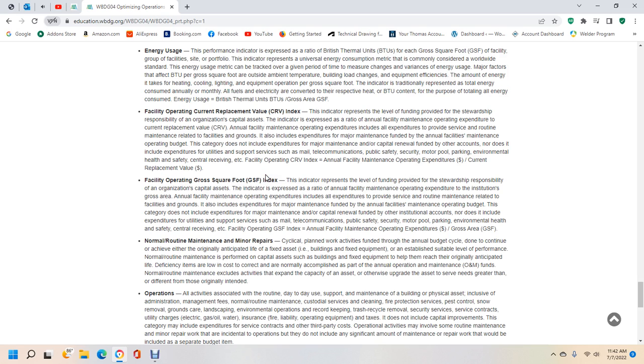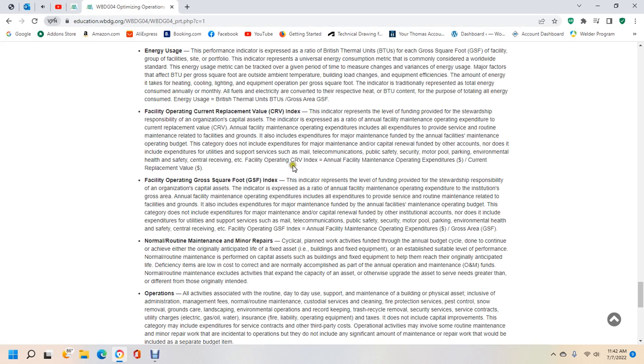Facility operation gross square foot index indicator represents the level of funding provided with the stewardship responsibility for the organizational capital assets. The indicator is expressed as the ratio of the annual facility maintenance operation expenditure for the institute to the gross area. The annual facility maintenance operating expenditure includes the expenditure of the provider of the service of routine maintenance related to the facility and grounds, including the major maintenance funding for the annual facility maintenance operating budget.